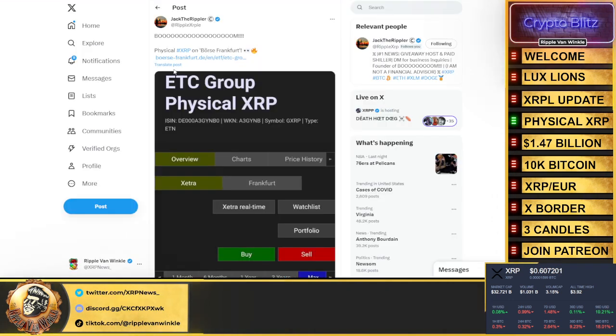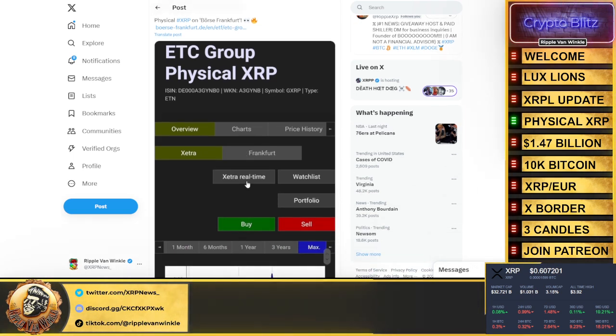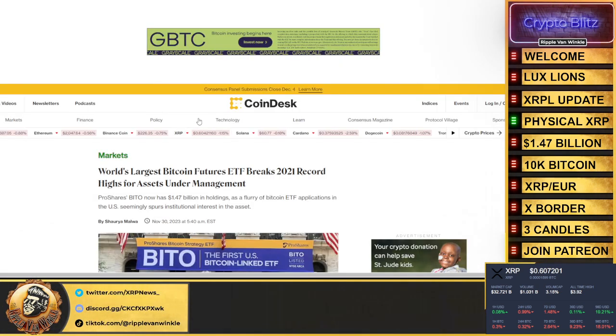Look no further. Physical XRP on Boris Frank. There you go. An ETC is live on Boris Frank for physical XRP, another step towards mass adoption.